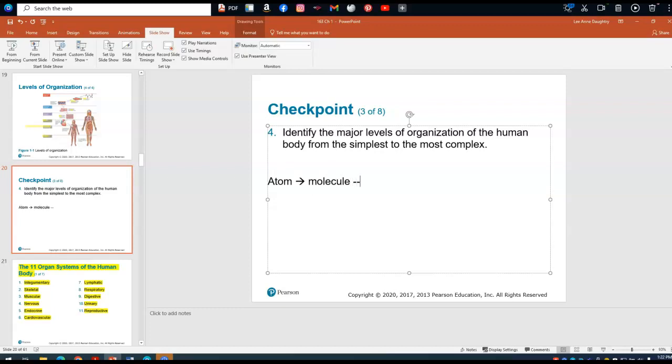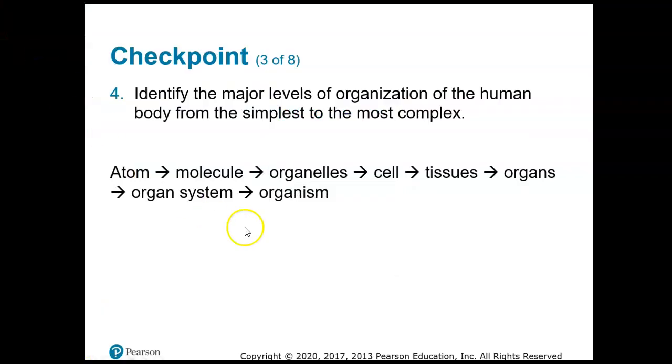atoms form molecules, molecules combine to form cell parts called organelles, organelles combine to form a cell, groups of cells combine to form tissues, groups of tissues combine to form organs, and groups of organs combine to form an organ system like the cardiovascular system or the nervous system. And all 11 organ systems form the organism. Okay? All right, so you definitely need to know this in order.